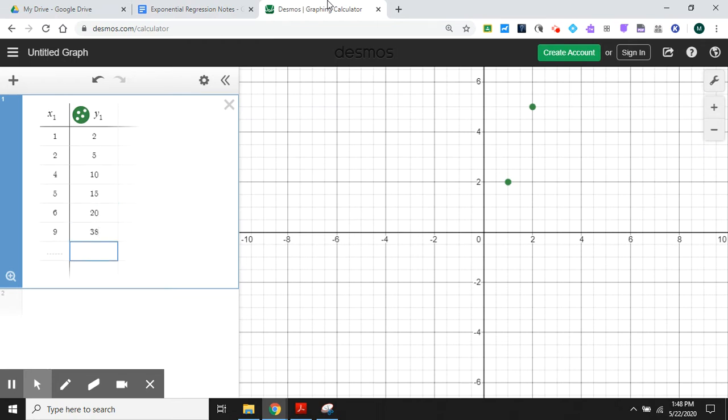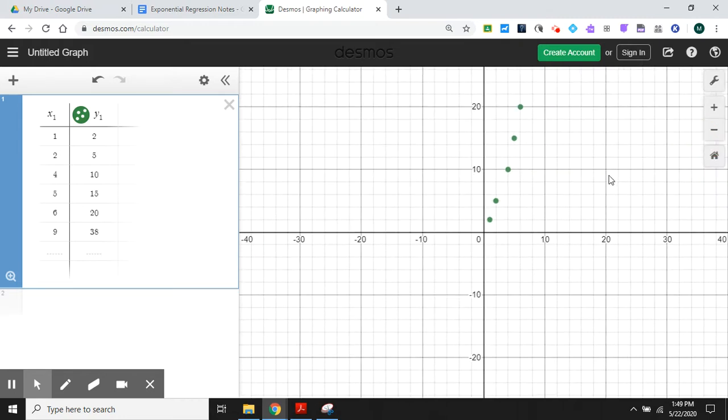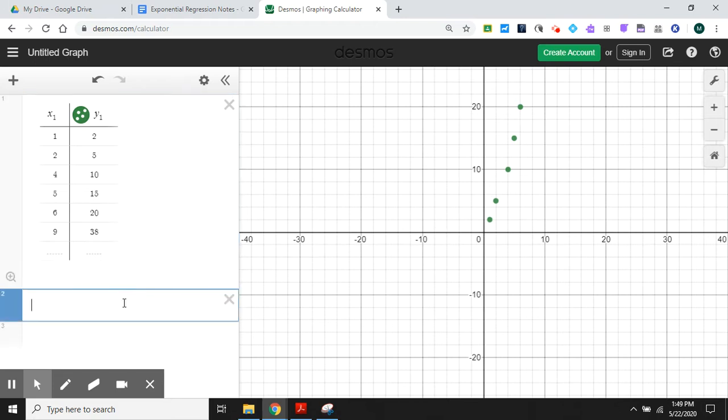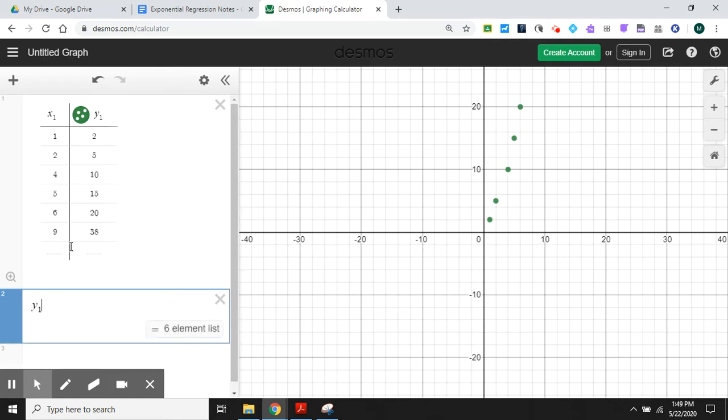The cool thing with doing this in Desmos is that it will show you your scatter plot. So you can see that it does look like an exponential function, so an exponential function is a good model for this one. Next, you're going to type in your generic exponential function equation. Instead of just using x and y, we're going to use x1 and y1 since that's what our table is labeled as.